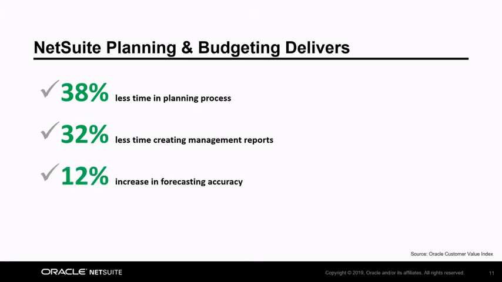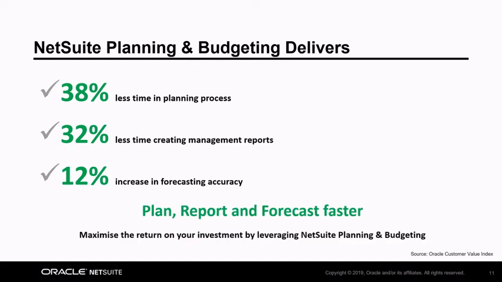And what we see overall is this leads to a 12% increase in forecasting accuracy. This can mean a couple of different things. It might mean actually your difference between your forecasted value and what you actually get is decreasing, or it could mean that actually the overall aggregation of the data is happening better and faster, so the numbers at the top are adding up quicker, and that's increasing the accuracy because you can deliver it quicker. The overall aim of the game is to plan, report, and forecast faster, which allows you to maximize the return on your investment in your software systems by leveraging NetSuite planning and budgeting on top of your NetSuite environment.